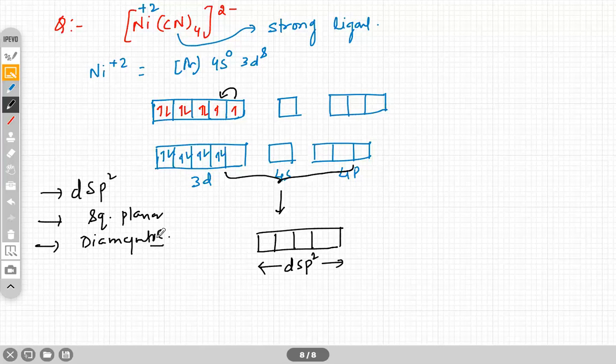Okay, these three things we can understand from this. Now if I ask you one more question, in this particular kind of geometry, which d orbital is involved in this geometry? Because we know we have five d orbitals. We have dxy, dyz, dzx, dx square minus y square, and dz square, right? So out of these five, which d orbital is involved in this geometry? Could you answer this?